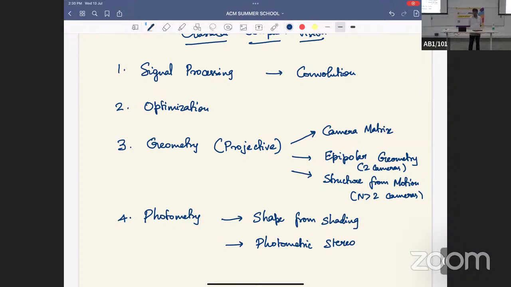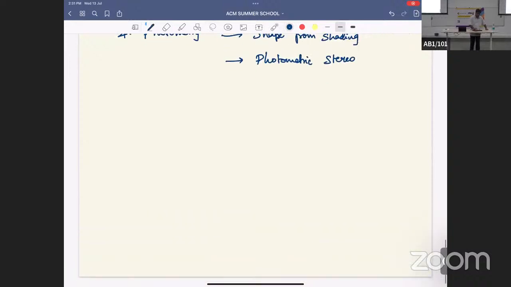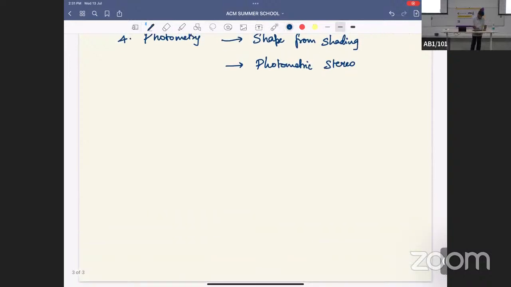So how many of you are familiar with convolution? Raise your hands. Okay. Some of you are not aware. Okay. So I'll give you a brief tour of convolution, which you would be using extensively in understanding the convolutional neural network later on. Okay. So let's start with convolution.